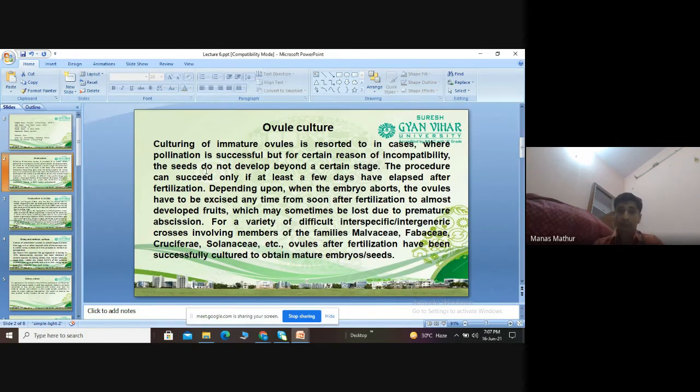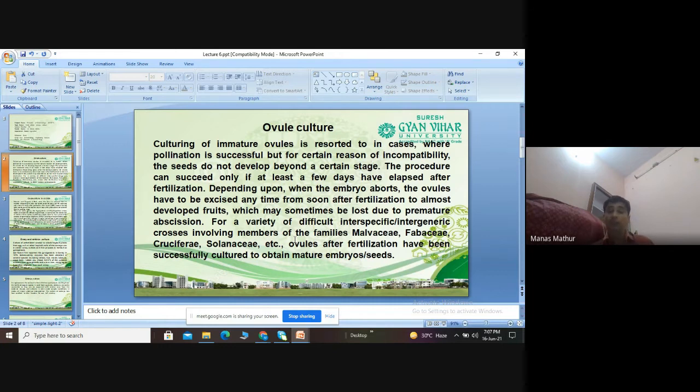So, the procedure can be successfully achieved depending on the fertilization. So, what do we have to follow? Same process there. We have to isolate the ovules anytime soon after fertilization to develop fruits for a variety of difficult interspecific intragenic processes involving. Actually, this ovule culture is mainly achieved in the members of family Malvaceae, Fabaceae, Cruciferae, Solanaceae, etc.